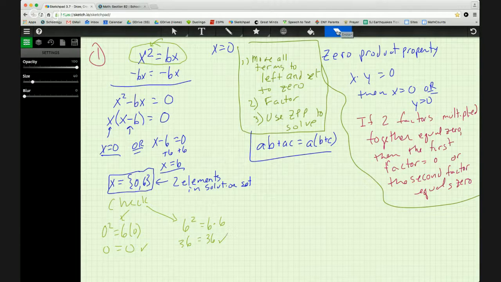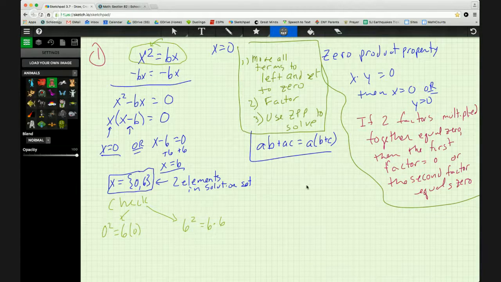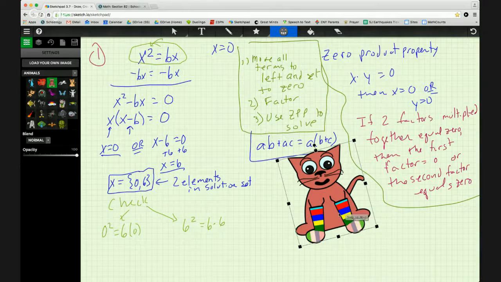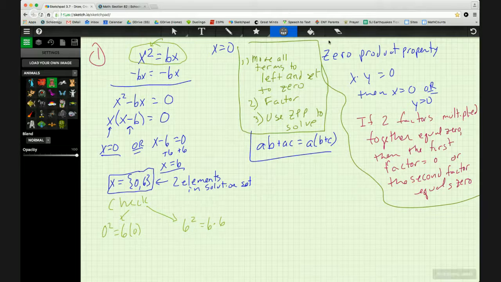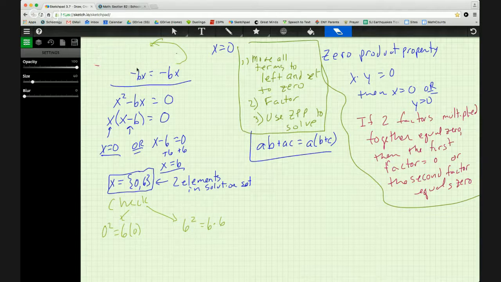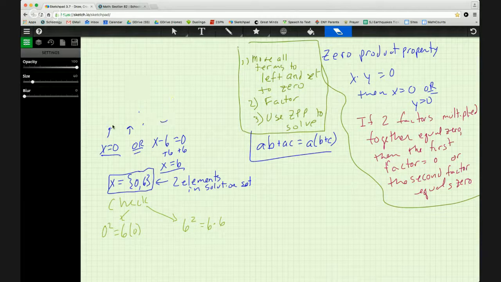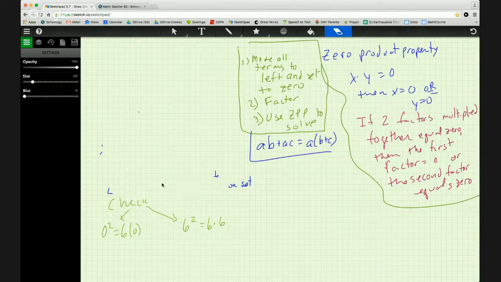Okay, so that's our first problem. Notice again, we moved all of our terms to the left, we factored, we used our zero product property, we got our answer, and then we checked. Oh, my goodness, we got to go Happy Cat. Happy Cat, we got our right answer. All right, now we're going to erase and move on to problem number 2, which is slightly more advanced, but we're going to use the exact same strategy.